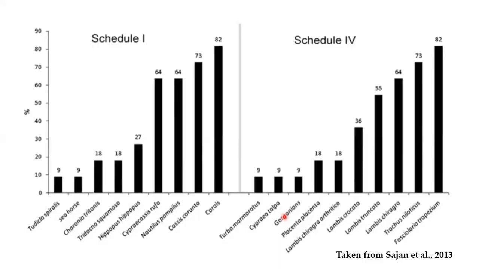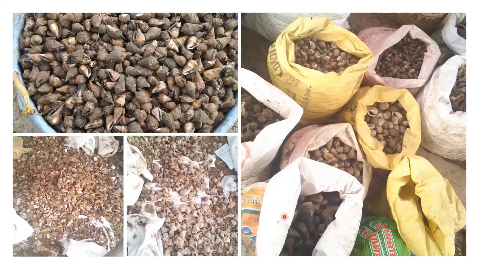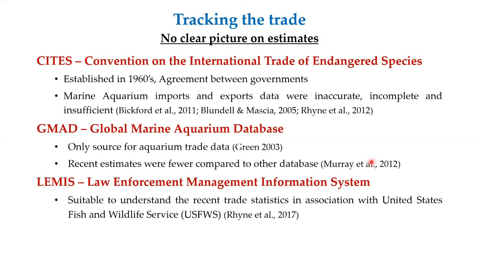And yeah, this is the picture which we took when we were visiting the landing centers at Mandapam and Tuticorin. There are tons and tons of shells that are harvested on a daily basis, right? So whenever you visit the landing centers, you can easily see the different varieties of shells, and you can see that there are bags and bags of shells harvested and processed for this marine curio trade. And coming to tracking of the trade, there are no clear estimates.